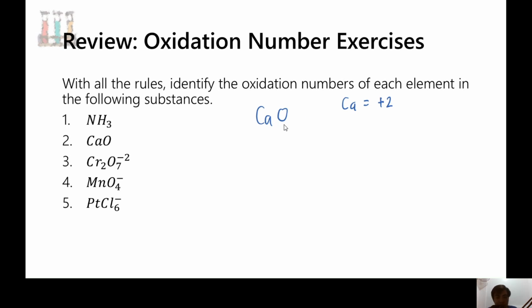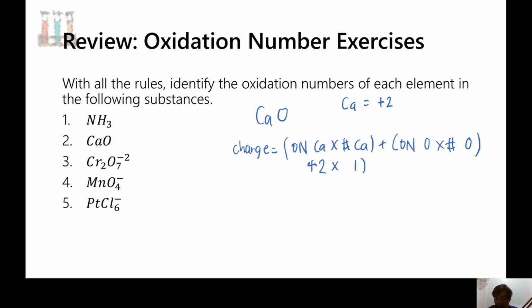So yung oxygen kunwari hindi natin alam. So let's solve for the charge of oxygen, I mean the oxidation number of oxygen. So that's charge equals oxidation number of calcium times the number of calcium, plus oxidation number of oxygen times the number of oxygen. We have calcium, positive 2, kasi fixed yan, times 1, plus I don't know the oxidation number of oxygen for now, times 1 oxygen atom. What is the charge? That's 0. Wala naman nakalagay doon eh.